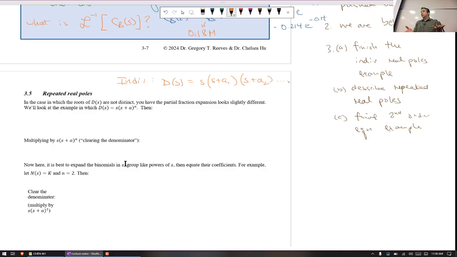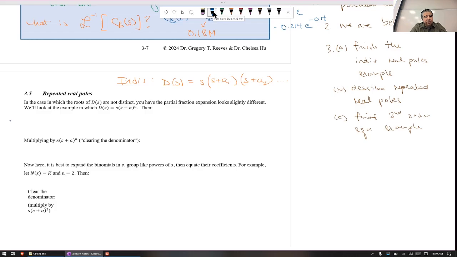However, sometimes your poles are repeated. And so, for example, you could have your denominator be S plus A quantity to the nth power. When that happens, you can't do the method that we taught you for individual real poles. That'll get you a certain number of coefficients, but it won't get you every single one. So we're going to work out how do you do that. How do you actually deal with this particular situation?